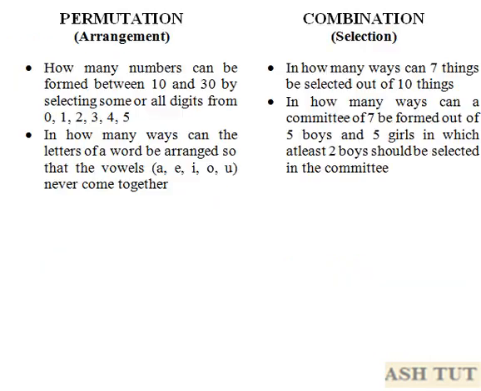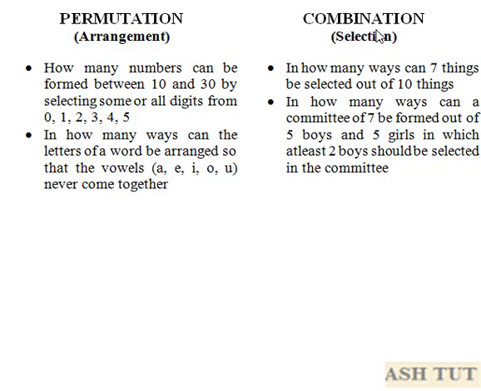The next thing is, what is a permutation and combination? So permutation basically means arrangement and combination means selection. For example, how many numbers can be formed between 10 and 30 using these digits? So you have to arrange some or all of these digits to make a number series between 10 and 30. Or in how many ways the letters of a word can be arranged so that the vowels never come together. So a word will be given to you and you have to arrange that word so that the vowels are not together. So all these kinds of arrangements, sitting arrangements, circular table arrangements, all come under permutation.